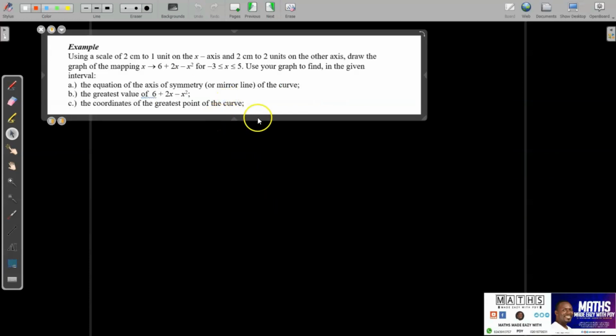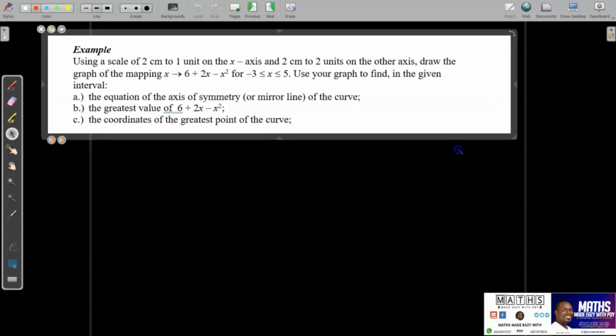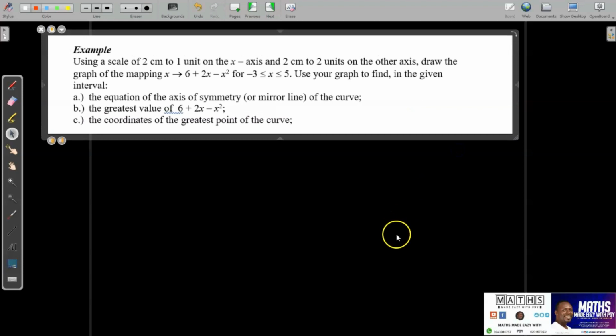now I would like you to try this. But for the sake of time, I'm going to do that with you. Just copy the function, please. 6 plus 2x minus x squared. So that will be ending the lesson. So I'm going to draw this graph, after which we answer the questions.